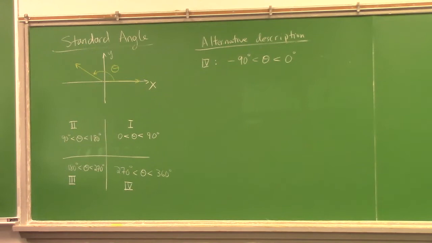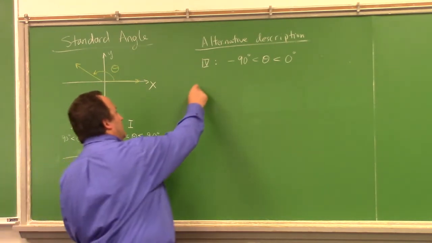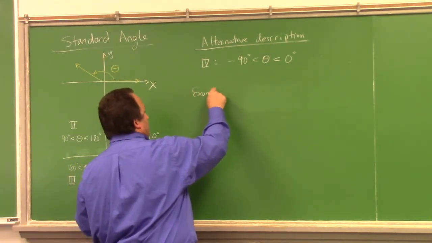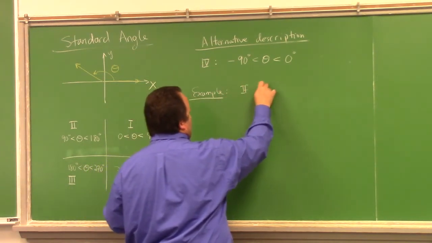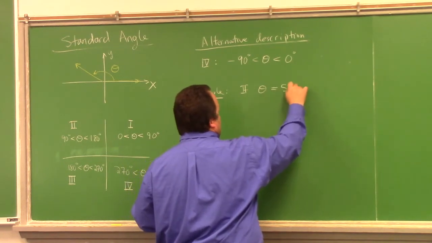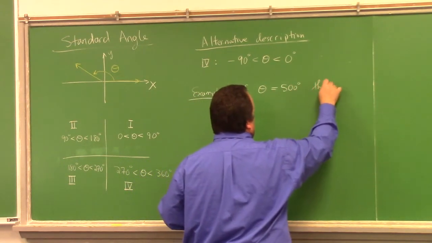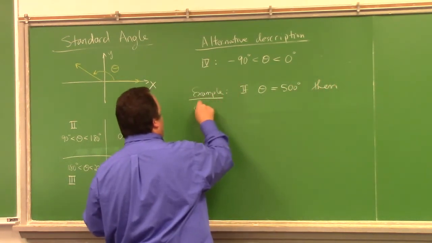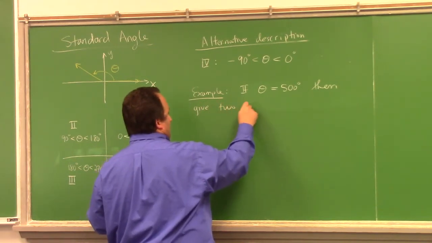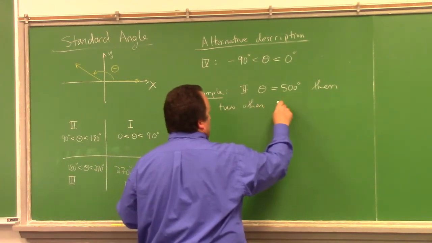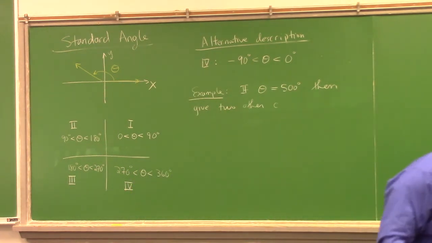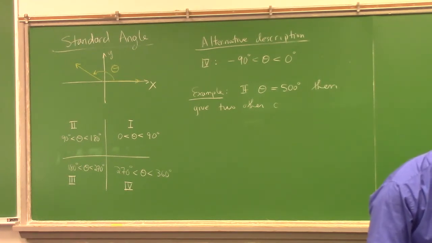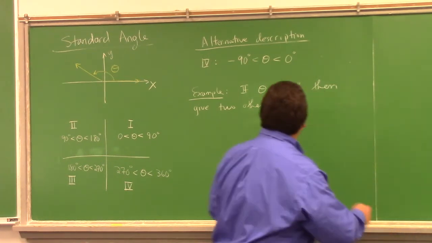Let's just do an example, just to try to talk a little bit about this issue. If theta is equal to 500 degrees, then give 2 other, I believe the word's coterminal. I'm trying to use the language in your book. Yeah, coterminal angles.